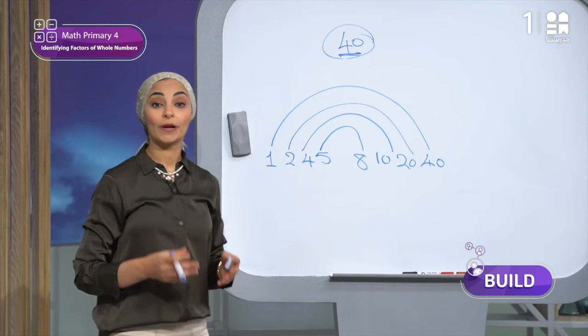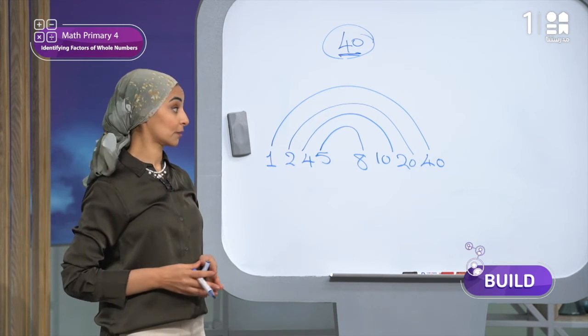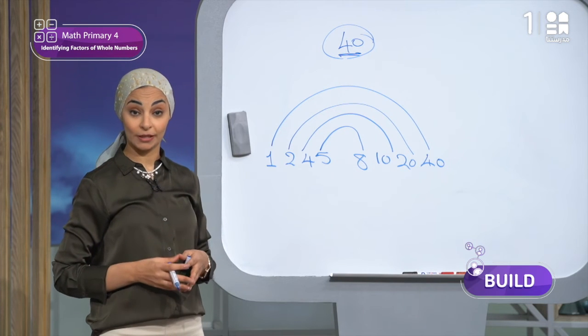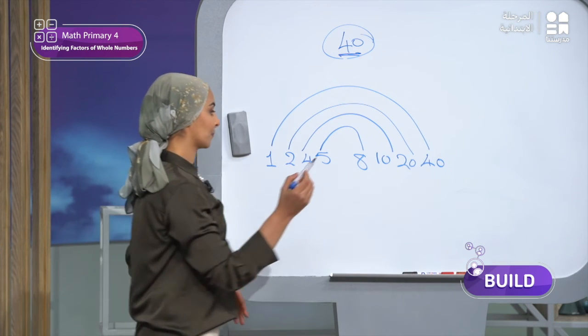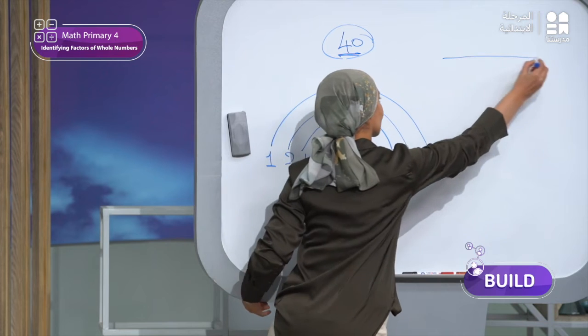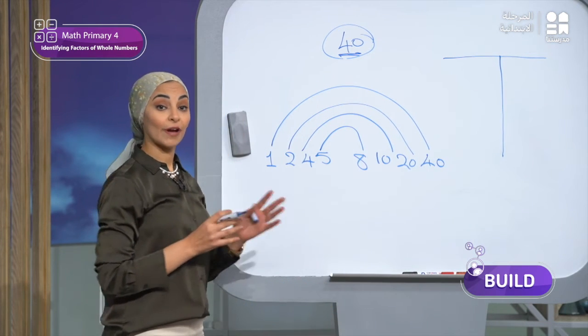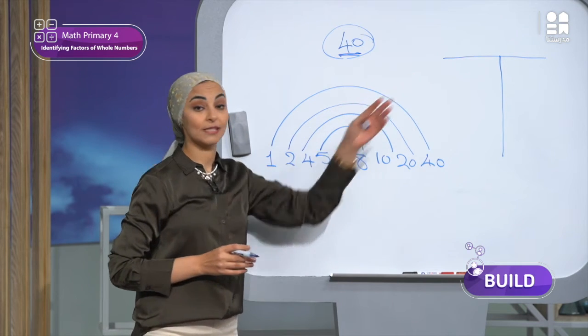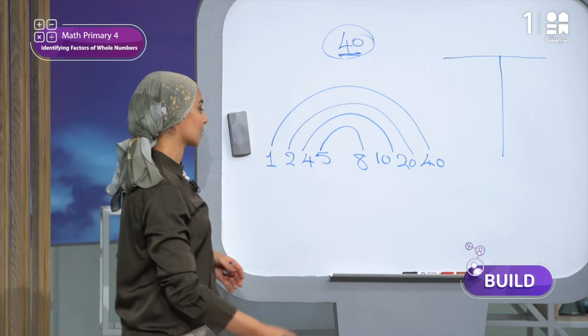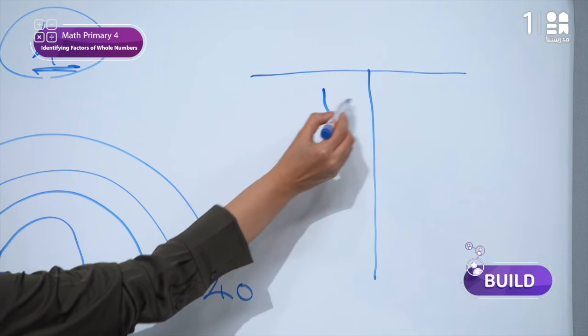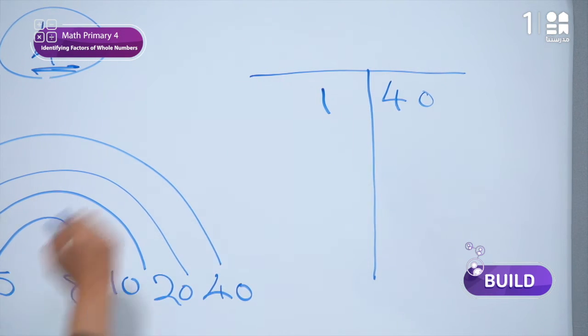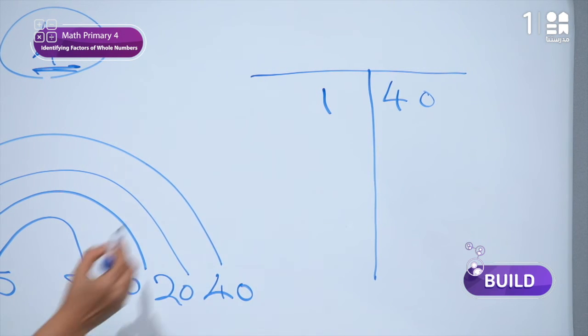We can also write them using the t-chart method. Let's write the factors of 40 using the t-chart. Let's see. Here I will make a t, the letter T, and I will write the factors of 40 in the t-chart. How will I write them? Like this. Here I have 1 times 40. What else do I have? 2 times 20.